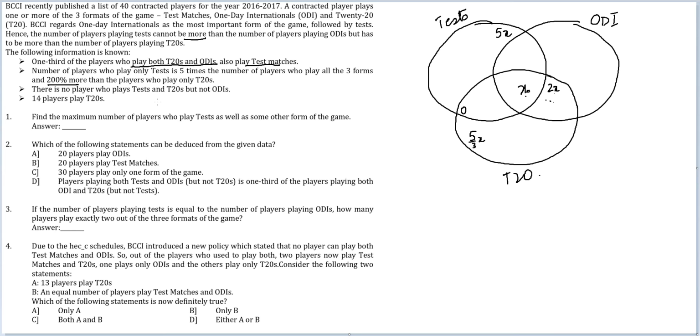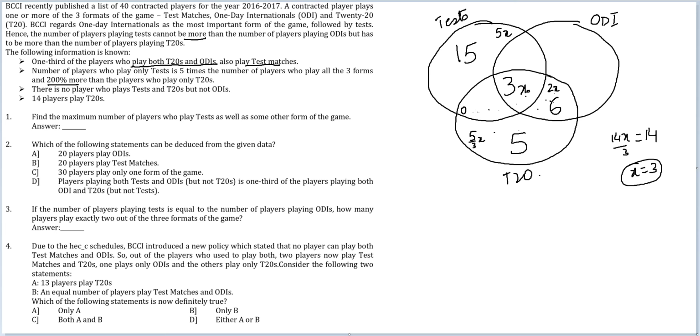14 players play T20s. So the 4 different regions within T20 are these 4, and their summation is 14. This should enable me to get a precise value of X. So 5 by 3X plus 3X, or 14X by 3, is equal to 14, or X is equal to 3. So this region is 5, this region is 3, this region is 6, this region is 15.